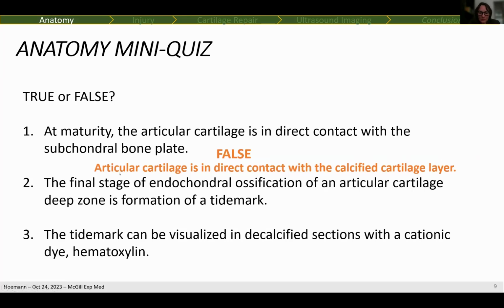I can't see this. Does anyone else want to try to answer? In the chat, I see true. All right. Whoops, I already gave away the last answer. The last answer is also true. It can be visualized in decalcified sections with the dihematoxylin. So you can see already there are really neat things you can do with histology and micro-CT.